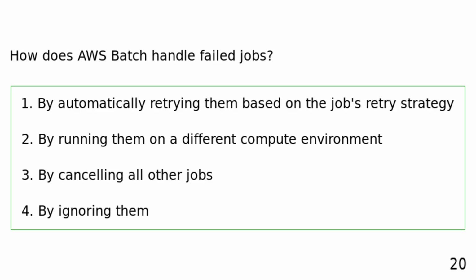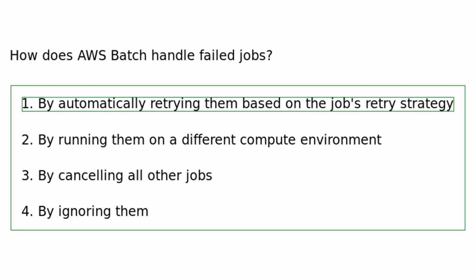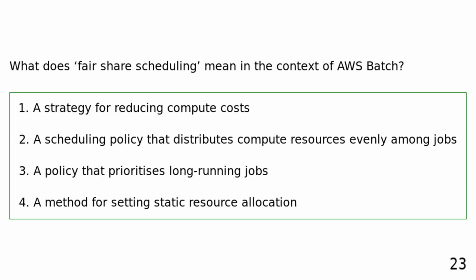By automatically retrying them based on the job's retry strategy. By running them on a different compute environment. By canceling all other jobs. By ignoring them. AWS Batch handles failed jobs by automatically retrying them according to the retry strategy defined in the job definition. What does fair share scheduling mean in the context of AWS Batch?